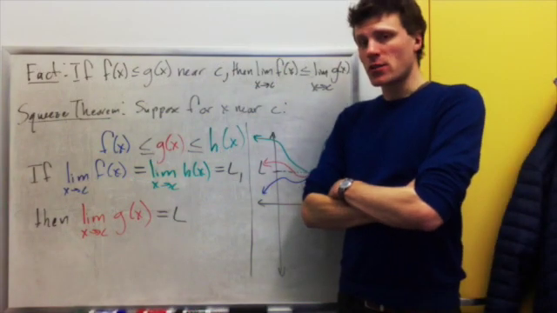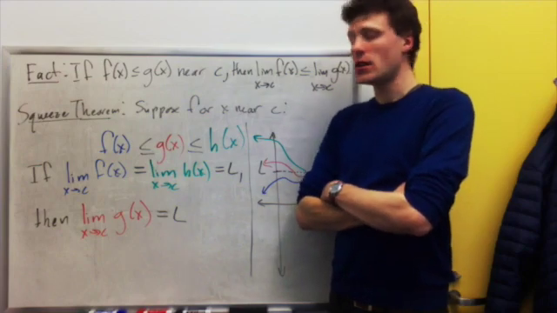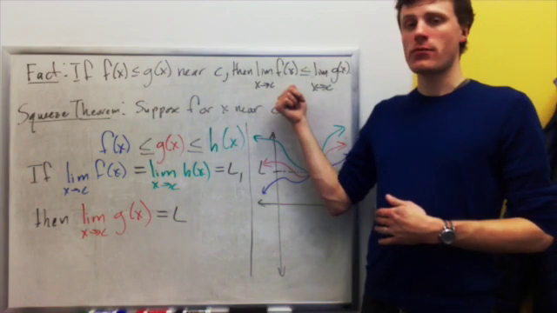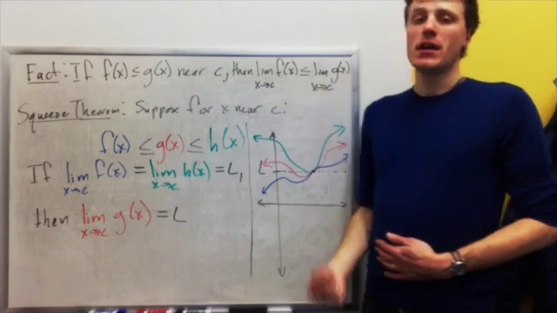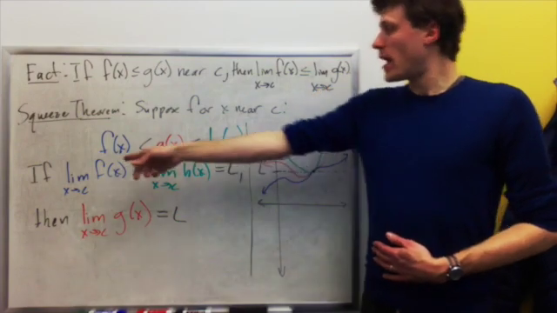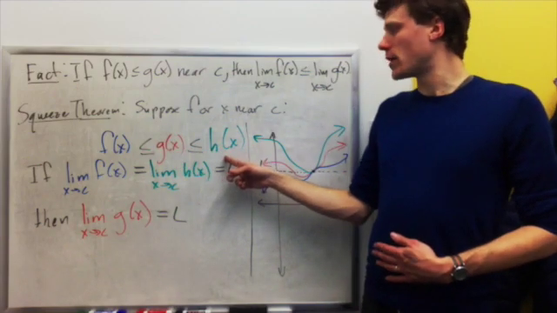Another useful fact about limits we have is that if f is less than or equal to g close to c, but maybe not at c, then the limit as x approaches c of f of x is less than or equal to the limit as x approaches c of g of x. If I apply this to three functions f, g and h in order like this, then I get something called the squeeze theorem.